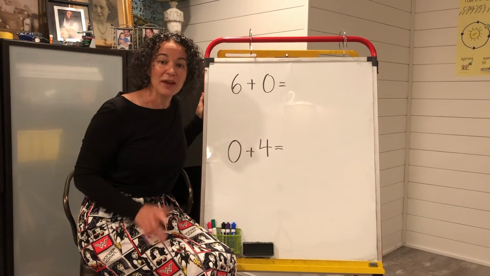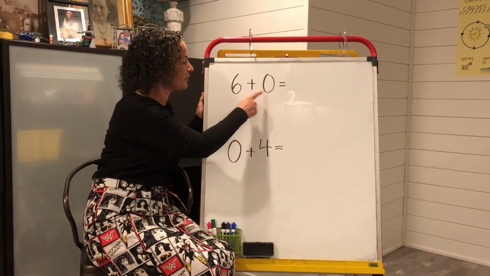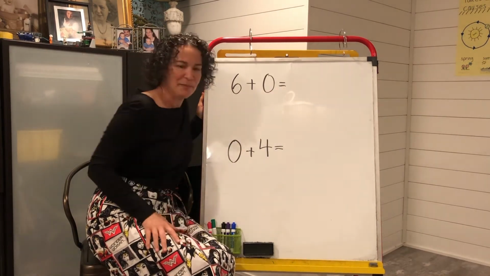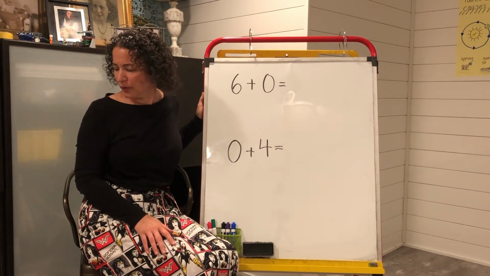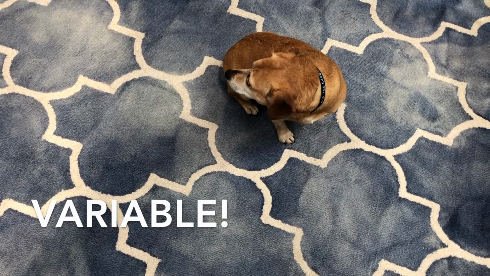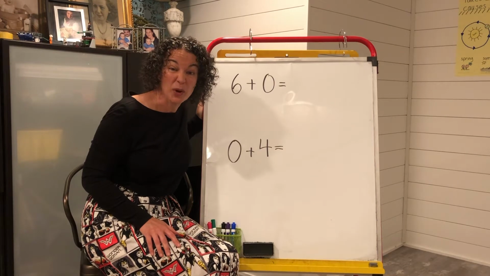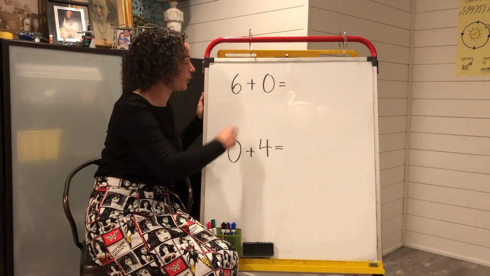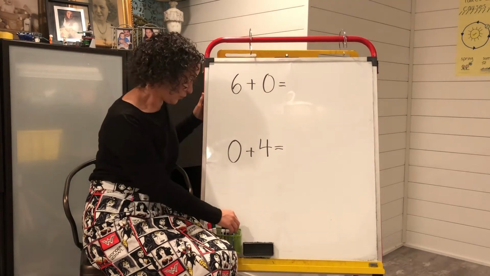All right, my friends, I've got the first two problems up for us. Let me read the first one. 6 plus 0 equals something. Penny, in math, what do we call the thing we don't know? Penny says the thing we don't know is called the variable. She's very smart. So the thing we don't know is the variable. So I've got 6 plus 0. And I'm going to use my favorite strategy, my friends.